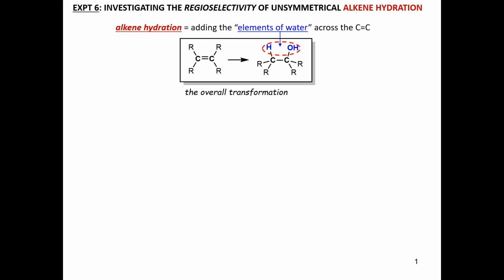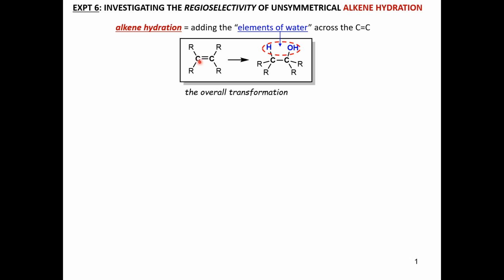In this experiment, you'll be investigating the regioselectivity of hydration across the carbon-carbon double bond of an unsymmetrically substituted alkene. In alkene hydration, the elements of water, H and OH, are added across the carbon-carbon double bond of an alkene. There are always two possible directions of addition of H and OH across the carbon-carbon double bond.